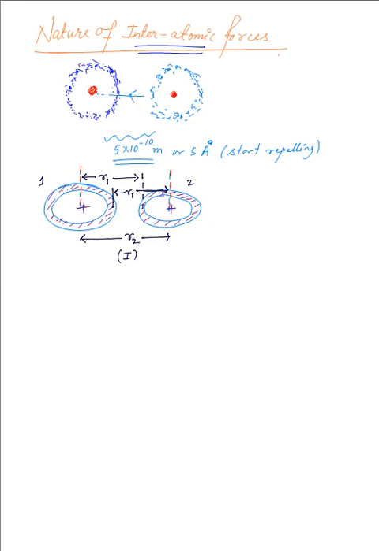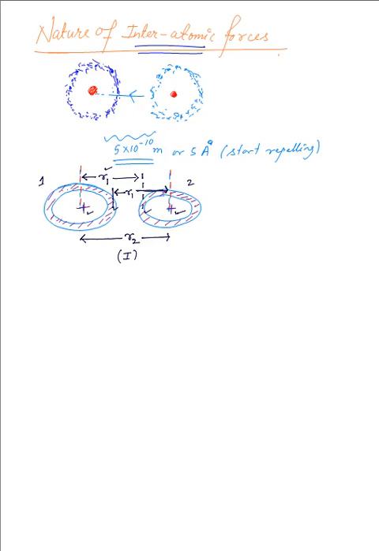Now the two distances that you can see over there, we have R1 to be the distance between the positive charge and the negative electron cloud. Similarly, here also we have considered R1 to be the distance between the positive charge and the negative electron cloud of the other. Now this is the distance resulting in attraction between the two atoms.